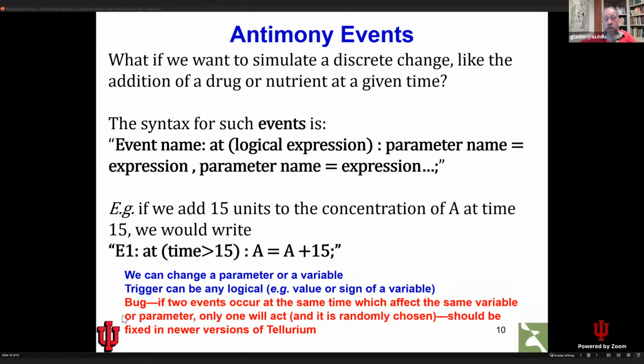But Antimony allows you, within Antimony, to have discrete time events. And the syntax is quite simple. You have the option of naming the event.